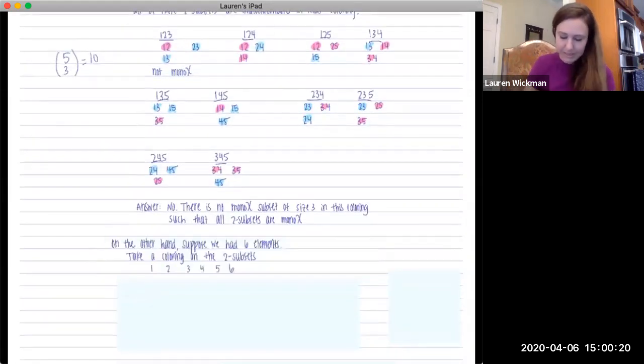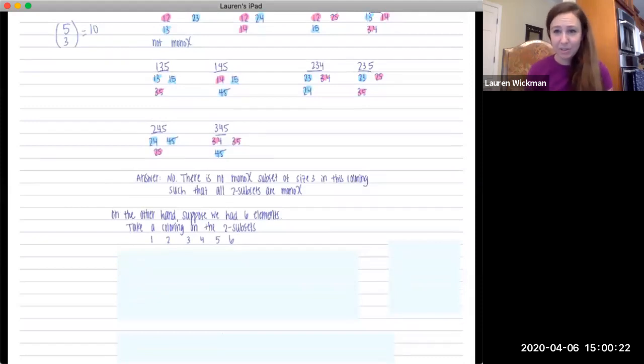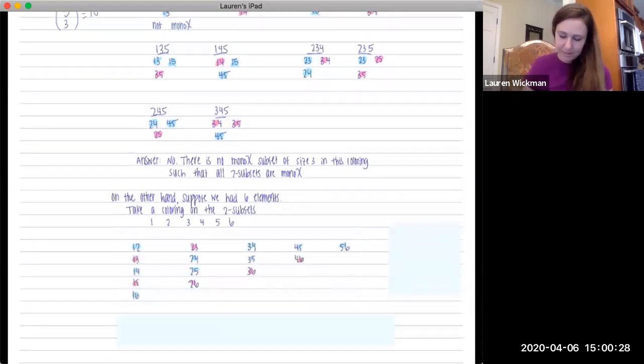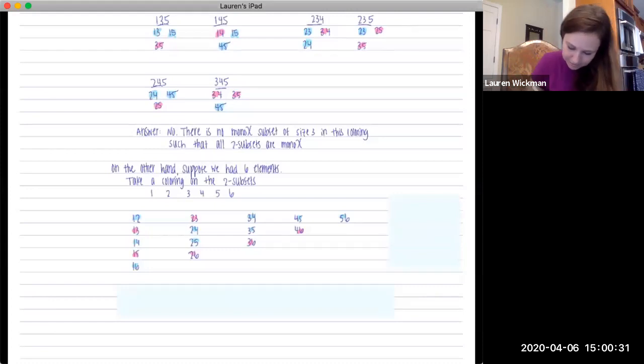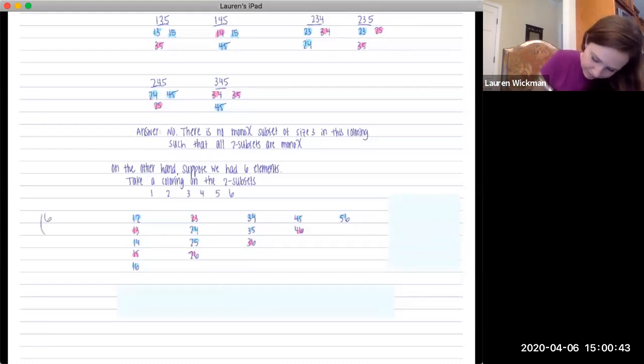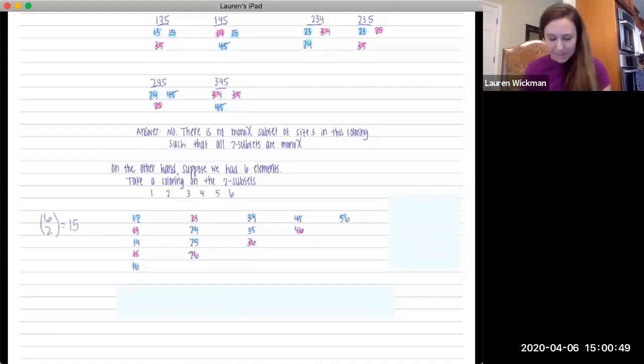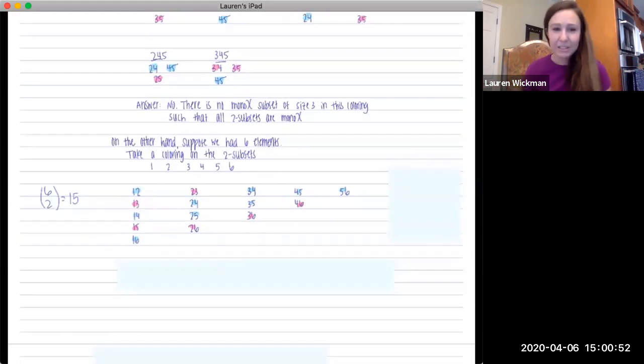So 6 is big enough. So I'm just going to take an arbitrary coloring on the 2 subsets of 6. So here's all the 2 subsets of 6. Let's see, what do we have? 1, 2, 3, 4, 5, plus 4, plus 3, plus 2, plus 1. So we've got 3, 5, 6, 10, 15. 6 choose 2 is 15. I've got 15 2 subsets, and I've put a coloring on them. And since they're 2 subsets, I can represent this with a complete graph. So I've got that over here, the complete graph that corresponds to it.